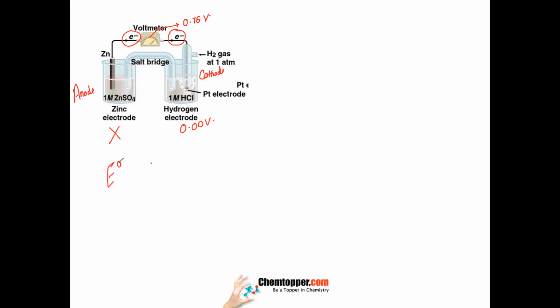Then E naught cell is 0.76. That's the value which is deflected here. Is 0.76 equal to cathode, which is 0.00, this one, volts minus X volts. Get the value of X. What is X? Isn't it minus 0.76 volts? That's the reduction potential of zinc.